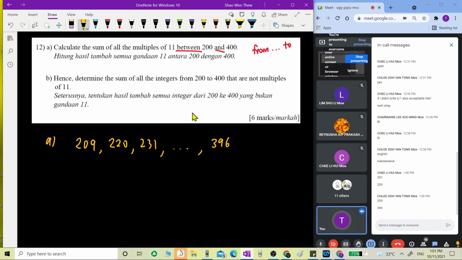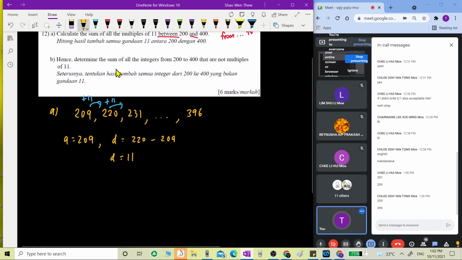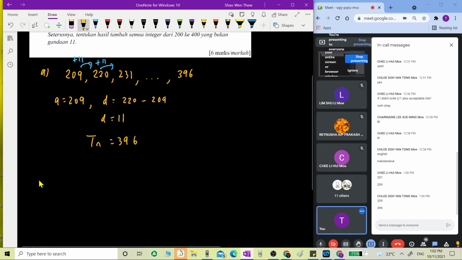After you write this, you should notice that this one is AP, because every time you plus 11. With this I can confirm A is 209, D is 220 divided by 209 is 11. This one is not GP. Once you get the A and D, you want to find the sum, right? So you need to know which term this is. Still remember this is the last term, right? So Tn equal to 396. I will go very, very fast. Tn equal to this one.